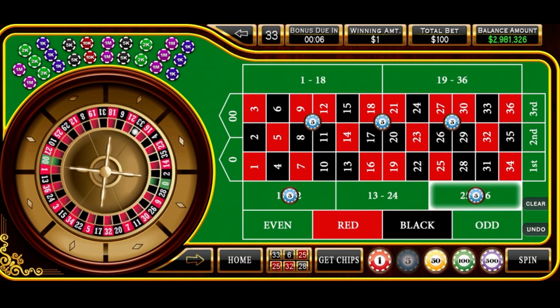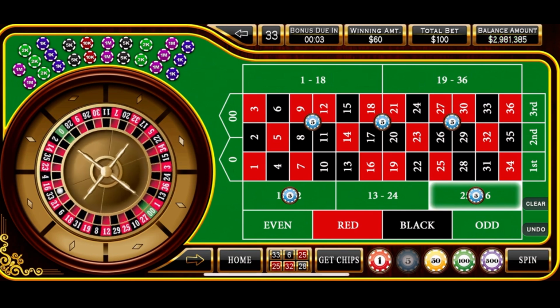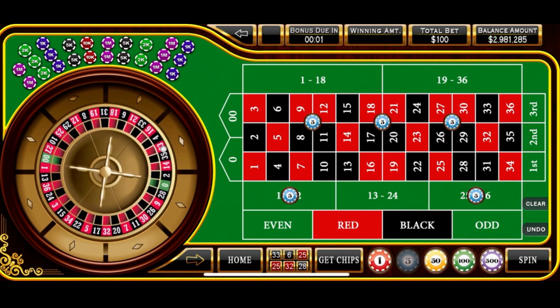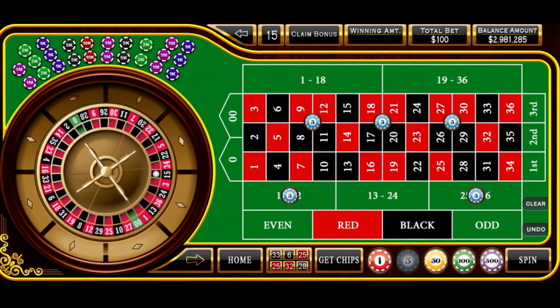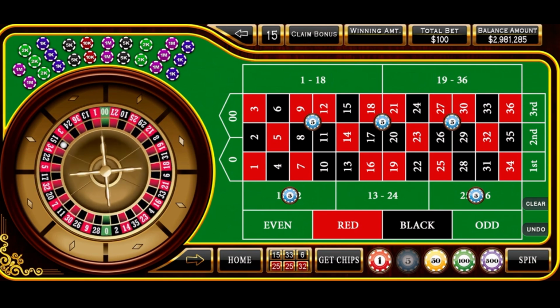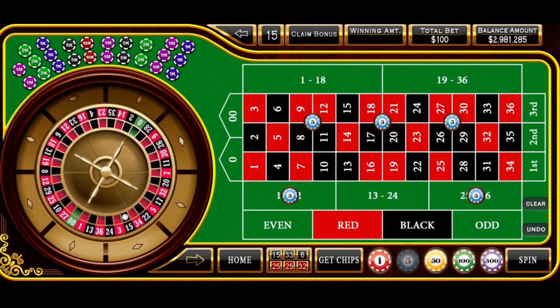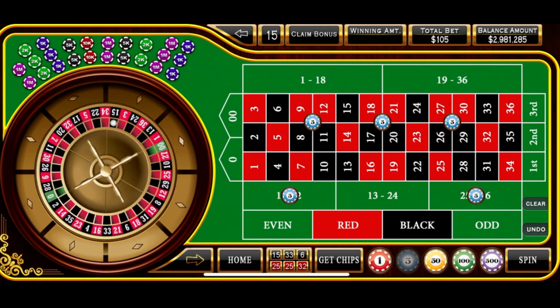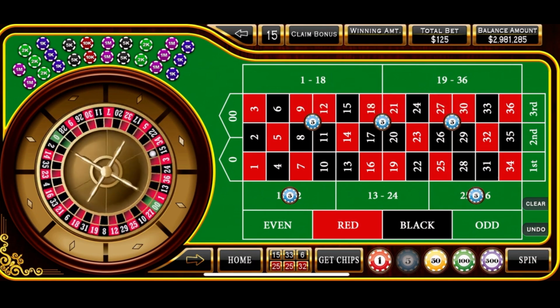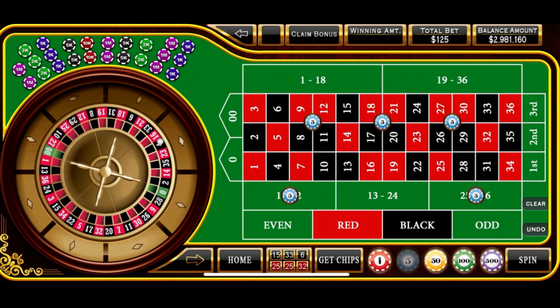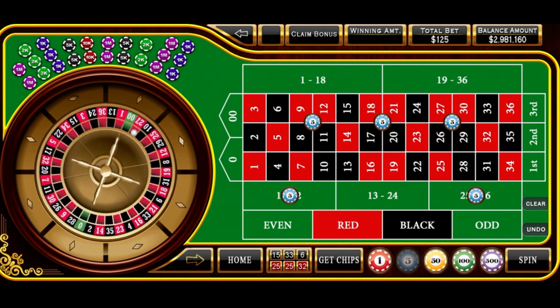So there's 33 black. That's another partial loss. So that's one loss at level 4. Let's spin it again. And that's 15 black. That's a total loss. So we'll go up another level now. And we're at level 5. $125 total bet out there. And here we go.